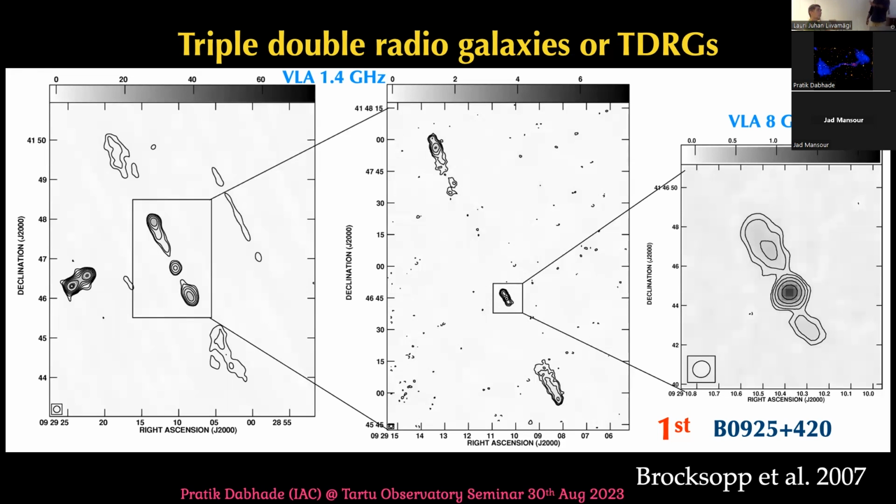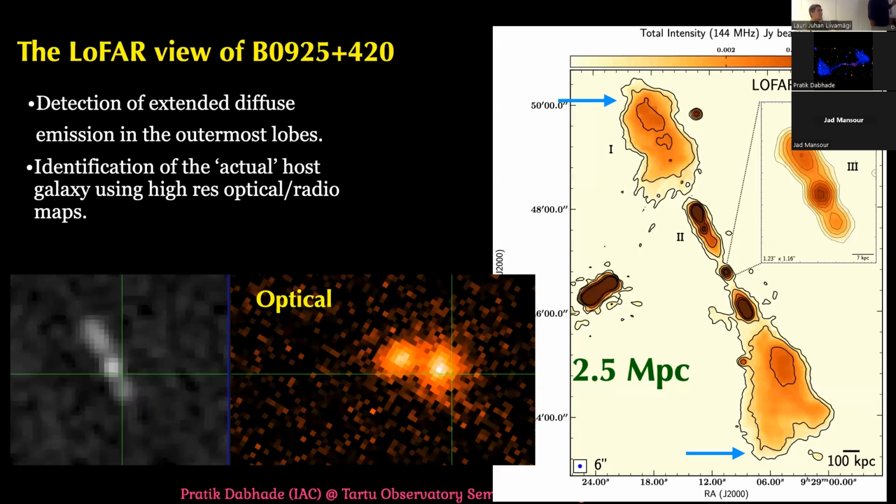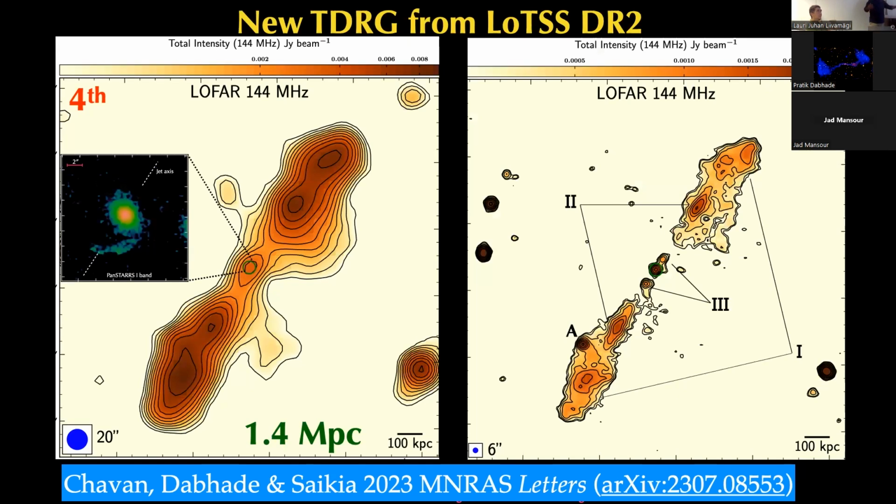So there were only 3 known so far, and the exercise which we carried out to find more of these DDRG resulted in finding one more, which I'll come to in a minute. But we were able to map out from the LOFAR survey data the outer extent. You can see here in its full glory that it's much more extended, and we have updated the size. And this is the 4th, the new one, which we found very recently.